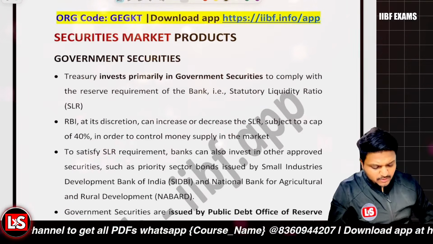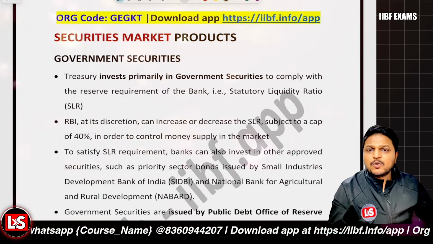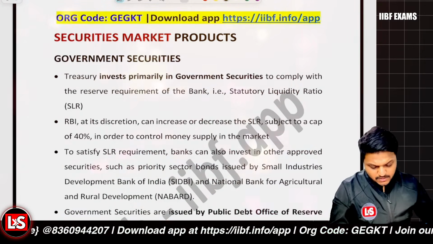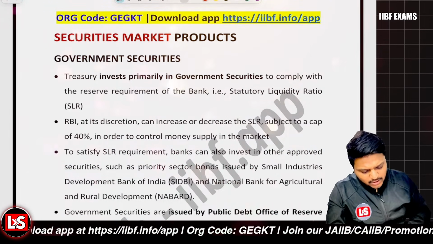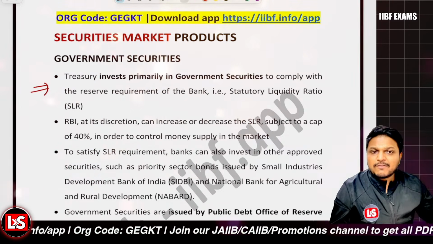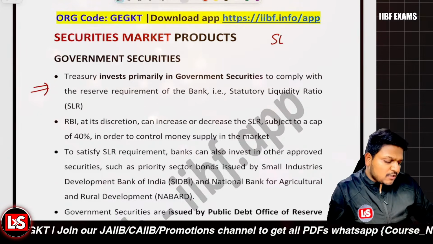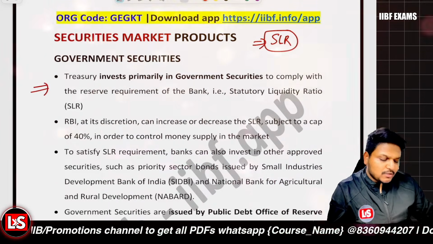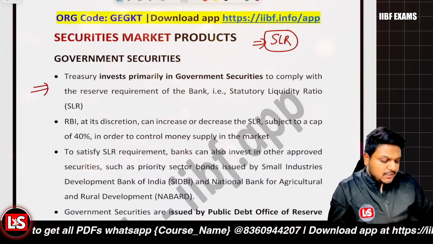The next one is about securities market products. The first one is government securities. Now, the treasury primarily invests in government securities. Why? First of all, we want to invest surplus money so that we can earn interest. And moreover, there is a statutory requirement related to the SLR, statutory liquidity ratio. We have to maintain the SLR, otherwise penal consequences will follow.